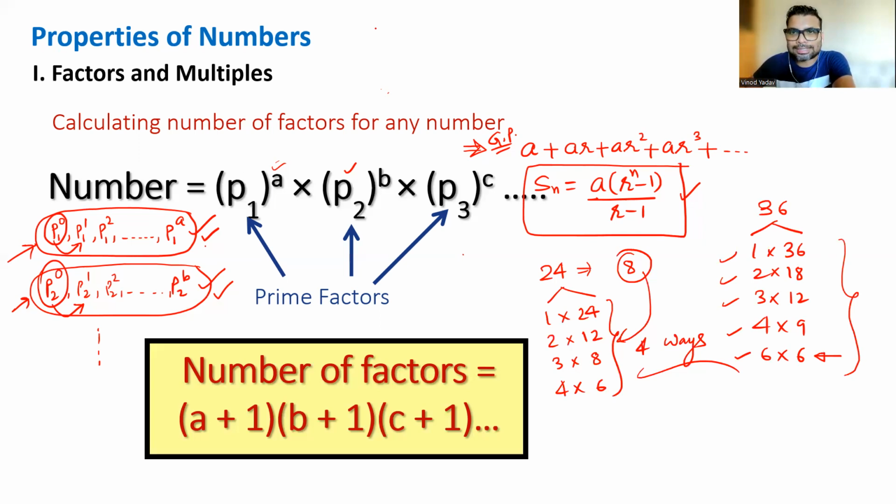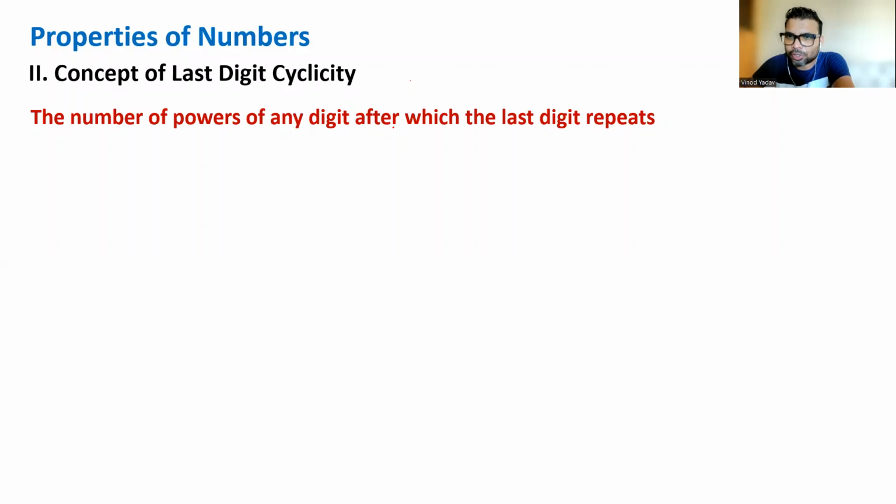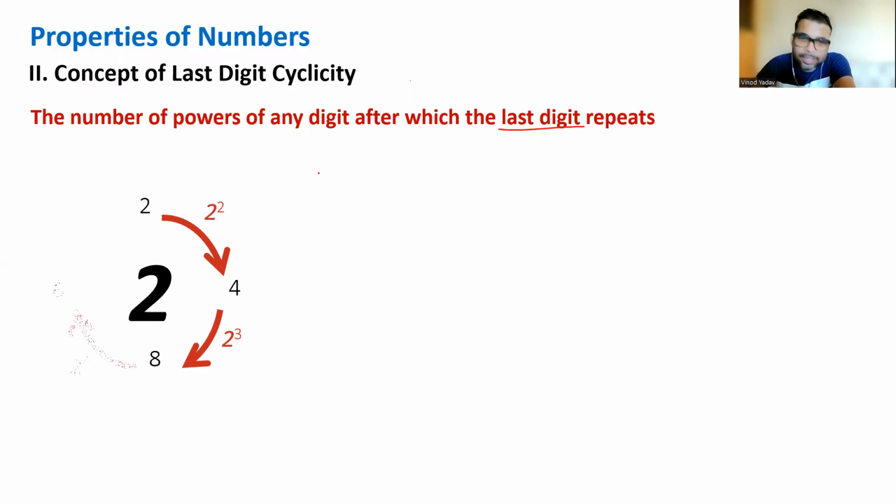Now, last digit cyclicity, the concept of finding the units place. See, the number of powers of any digit after which the last digit repeats is nothing but the cyclicity concept. For example, let's explore 2. We are exploring powers, not the table. So 2 to the power 1 is 2, 2 to the power 2 means 2 into 2, so 2 square is 4, into 2, 2 cube is 8, into 2, 2 to the power 4 is 16, but we are focusing only on the units place, the last digit. So the last digit of 16 is 6, into 2, 2 to the power 5 is 32, and 32 ends in 2, means the units place is 2 again.